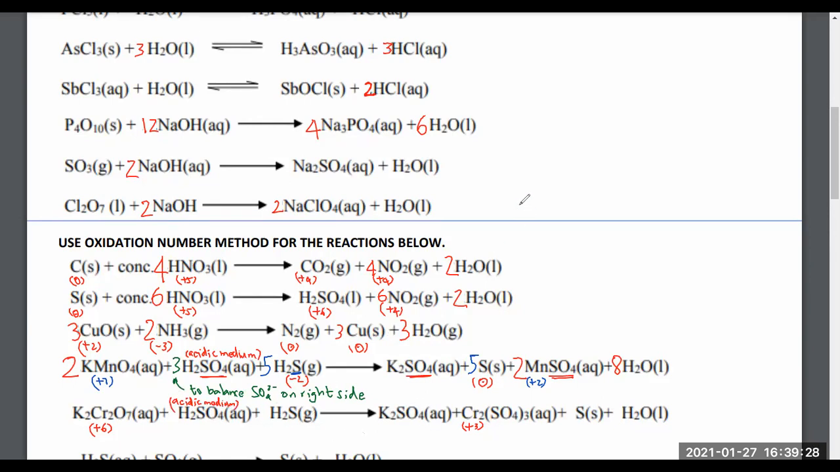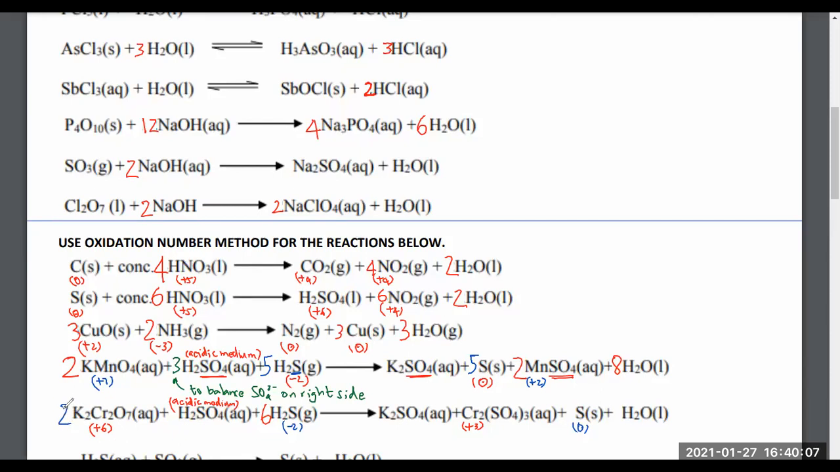Then H2S, in H2S, we know sulfur from -2 will go to 0. -2 goes to 0. Right. Then chromium from 6 to 3, the difference is 3. But there are 2 chromium atoms. Therefore, I have to put a 6 here. Sulfur from -2 to 0, so I have to put a 2 here. This is the species which is undergoing oxidation. The difference should be given to the other species.